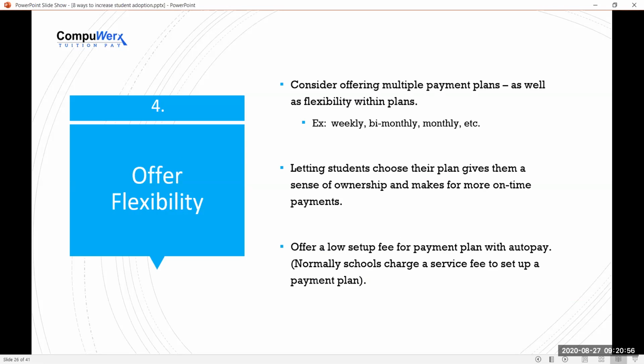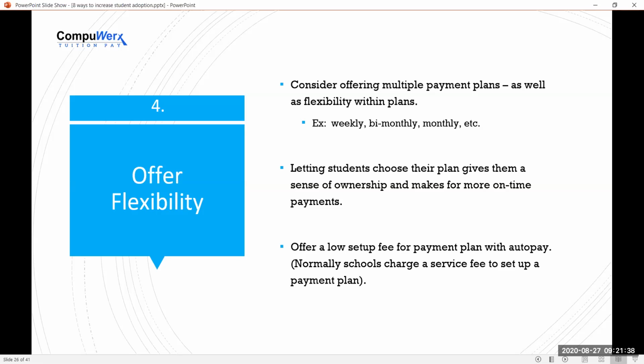Offer flexibility. Consider offering multiple payment plans as well as flexibility with the plans. As I said, most of the students are using monthly payment plans, but some of them might have special situations where they're not able to do monthly, so provide them with bi-monthly or weekly options. Let students choose their own plans, what would fit for them. It gives them a sense of ownership that makes it easier for them to pay the payments on time. Offer a low setup fee for payment plans with the auto payment.